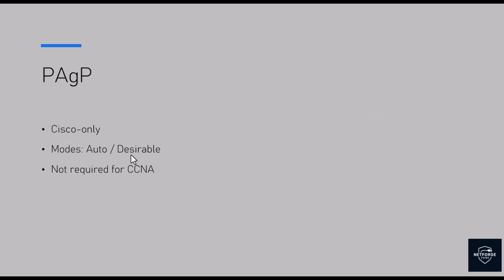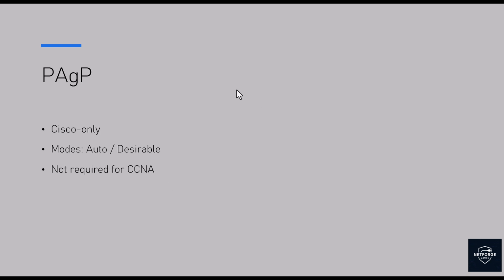So what are each one of them? PAgP, Port Aggregation Protocol. This is Cisco proprietary. This means that only Cisco switches know that. There are two modes. One of them is auto and one of them is desirable. And you do not really need to know this for a CCNA. But let's see how this is going to work.